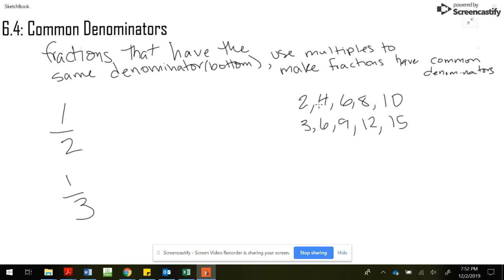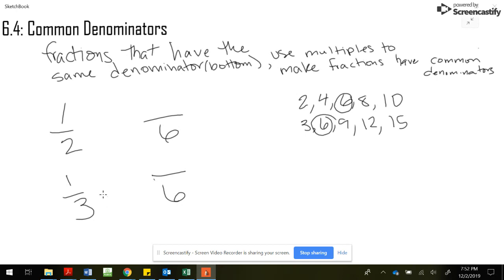So I want to look at these and see, do I have any multiples in common? The first one, we're going to go with the first one we see so that our fractions don't get too large. I see that both of them have 6. Now, eventually, if I kept going, I would find other ones that they have in common, but I want to go with that first one to make it easier for ourselves. So I need to make both of these fractions have a denominator of 6.